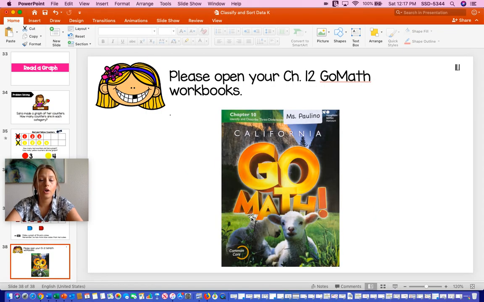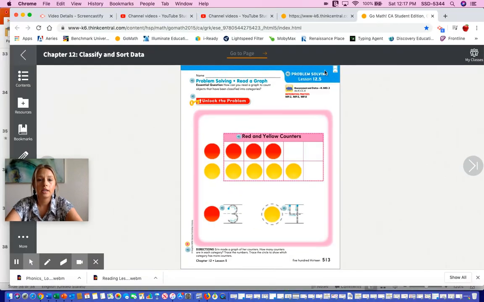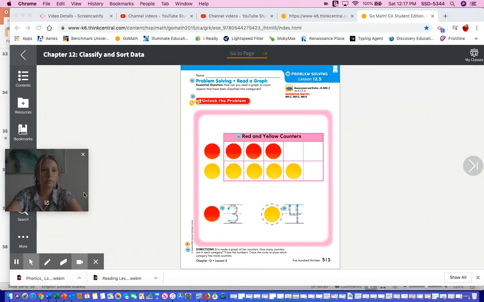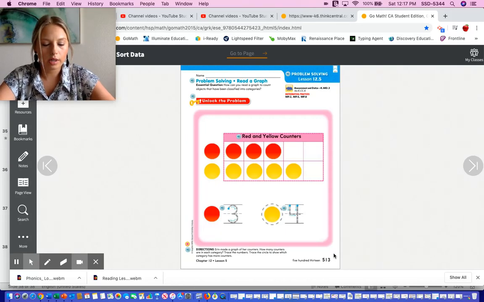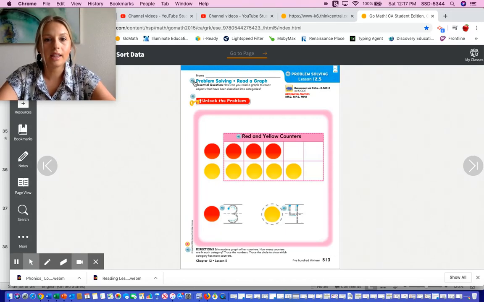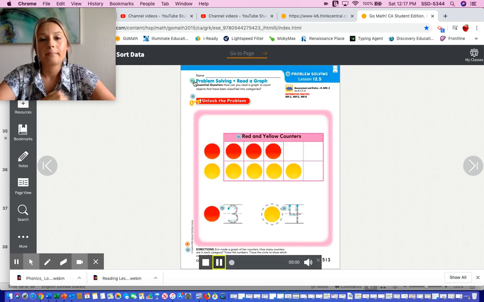Now let's go ahead and open up our Go Math workbooks. And you should open up to this page here, which is page 513. If you're lost, you can ask Mom and Dad to help you get there. Your Post-it or your bookmark should already be on this page. And the title of the lesson is Problem Solving. Read a graph. Essential question. How can you read a graph to count objects that have been classified into categories?